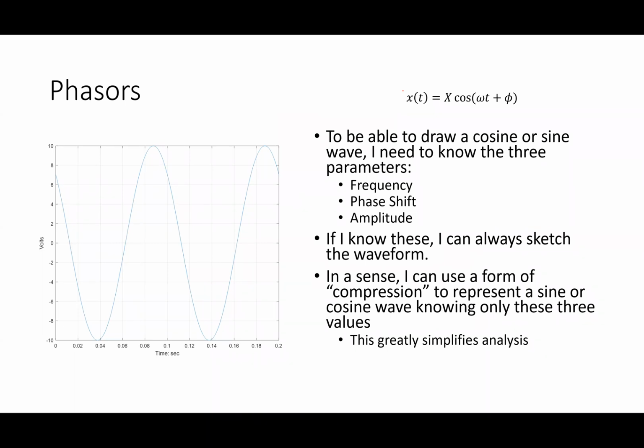So we're going to make use of that concept, this idea of something we call a phasor. All right. So when I think about a cosine wave with that general form, x cosine omega t plus phi, right? I say this is my general form of a cosine wave. To be able to draw it, there are 3 parameters that I need. I need to know something about the frequency or the timing of it. I need to know the phase shift, and I need to know the amplitude, okay? If I know those things, I can always draw the waveform as a function of time, all right?